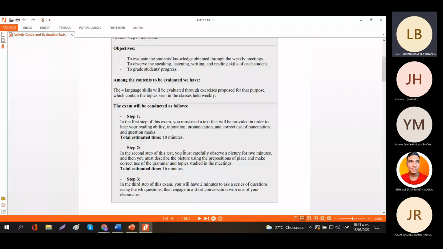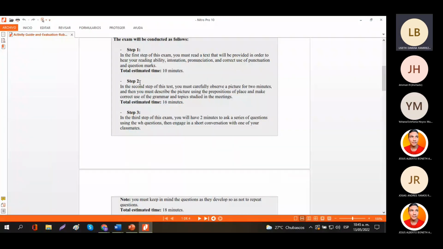Total estimated time is 10 minutes. And step 2: you must carefully observe a picture for 2 minutes. Then you must describe the picture using the prepositions of place and make correct use of the grammar and topics studied in the middle. In this activity, the total estimated time is 16 minutes.